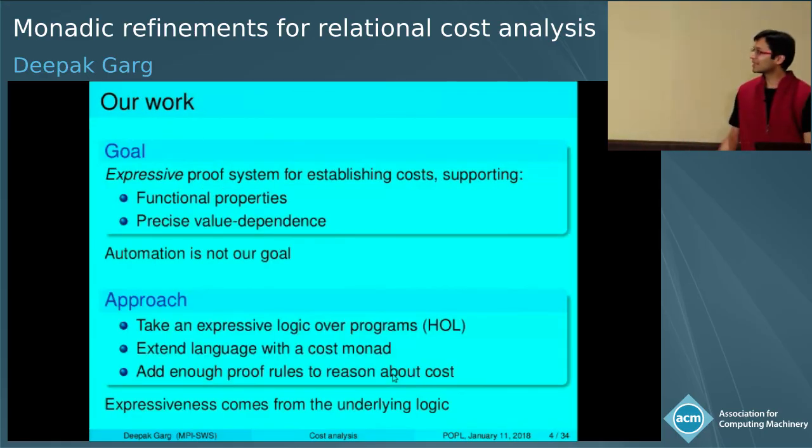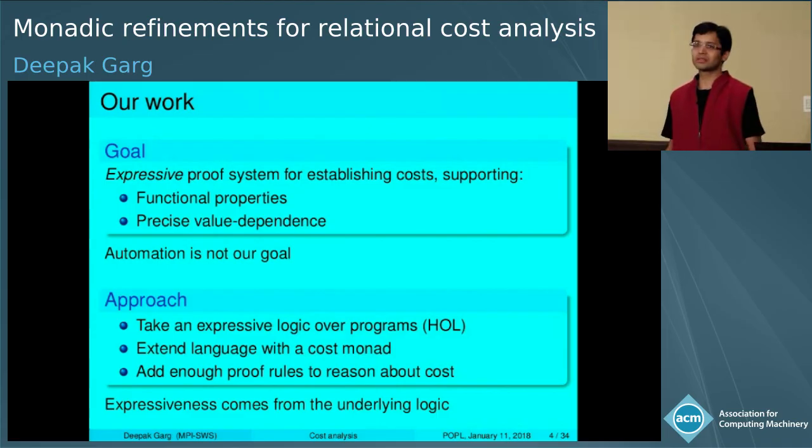So we will start with an expressive logic over programs in whatever language we are after. So we'll work with a functional language.